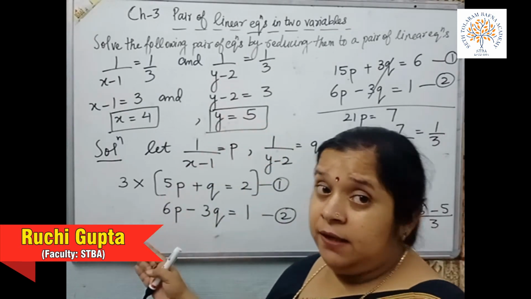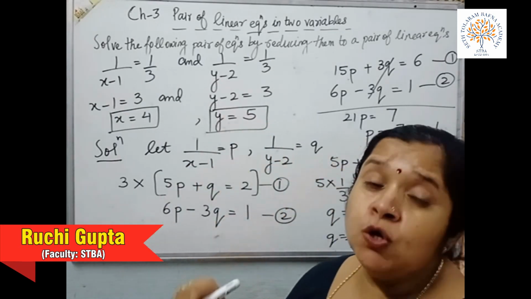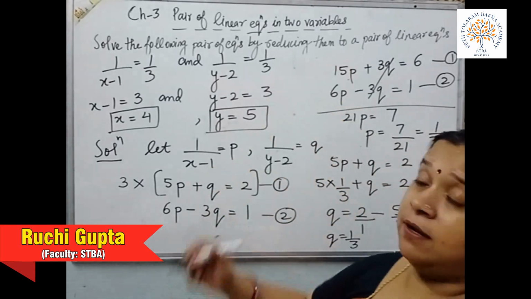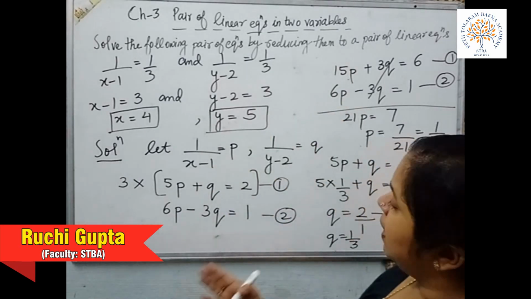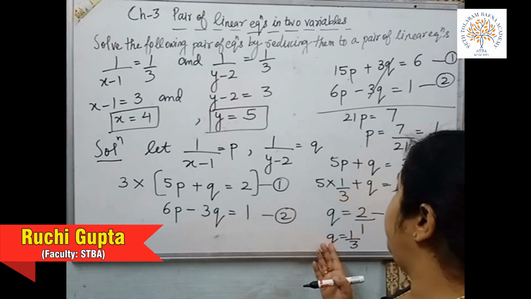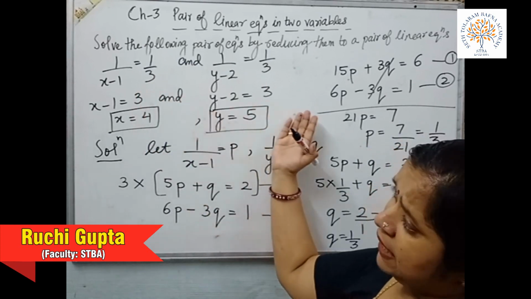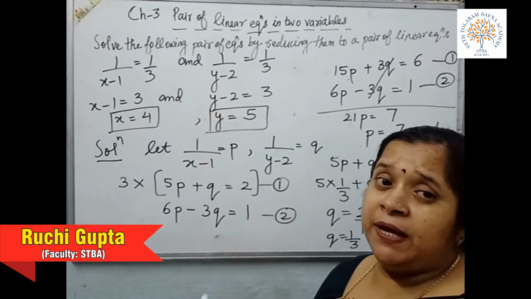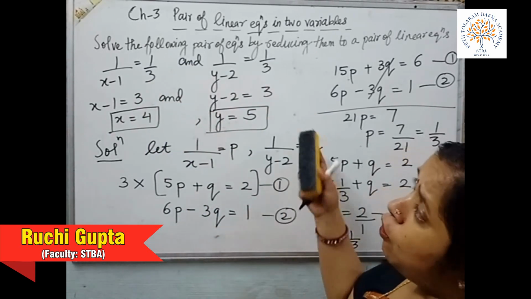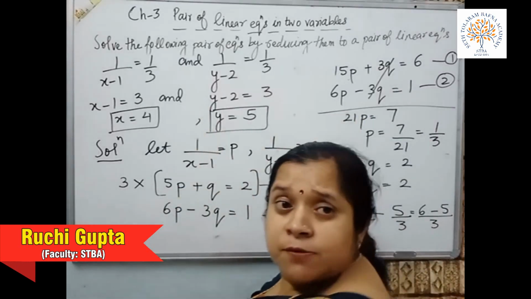So, firstly, I have changed them in the form of P and Q so that our equation becomes AX plus BY plus C equals 0. Then, I find the value of P and Q and then substitute those values to find X and Y. Now I am explaining one more example of the same concept only to make things more clear.